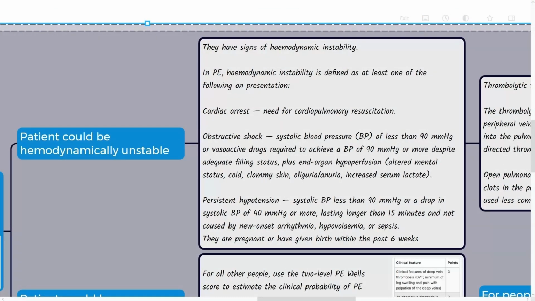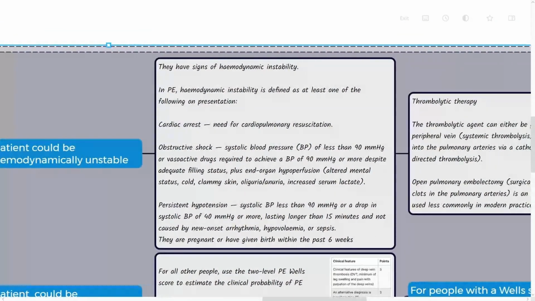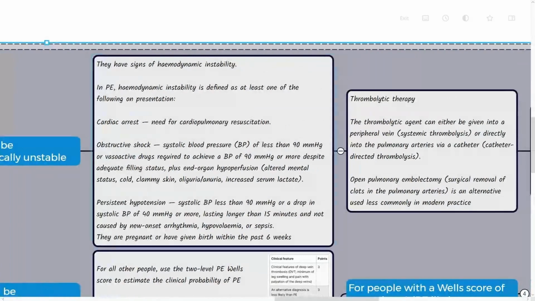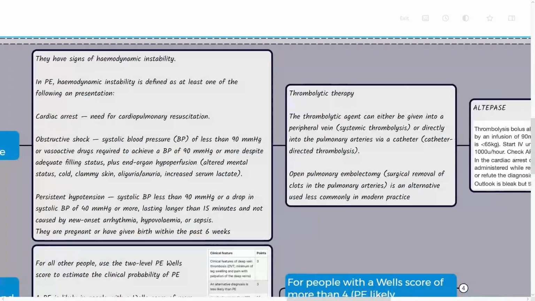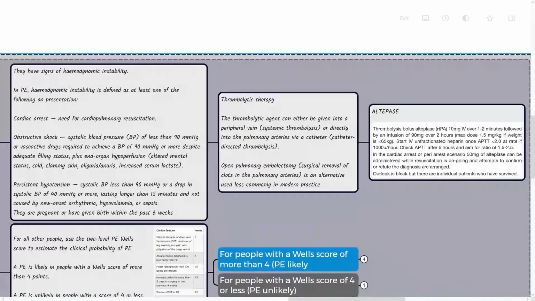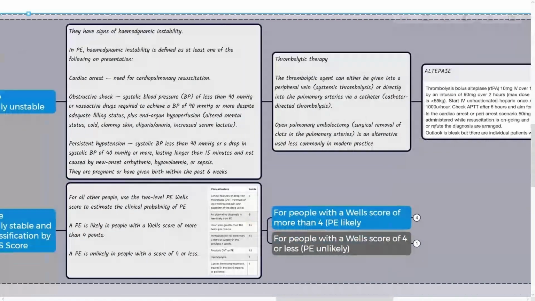An unstable PE is defined as someone with either cardiac arrest or hypotension with systolic blood pressure less than 90 mmHg. Thrombolytic therapy: the thrombolytic agent can either be given into a peripheral vein, systemic thrombolysis, or directly into the pulmonary arteries via a catheter, catheter-directed thrombolysis. Open pulmonary embolectomy, surgical removal of clots in the pulmonary arteries, is an alternative used less commonly in modern practice.